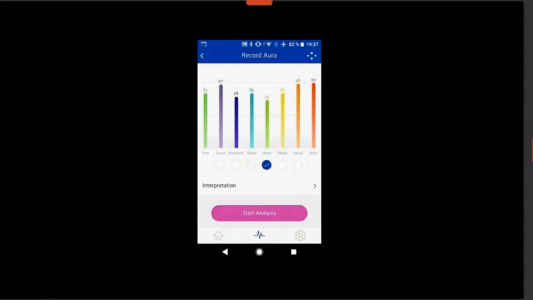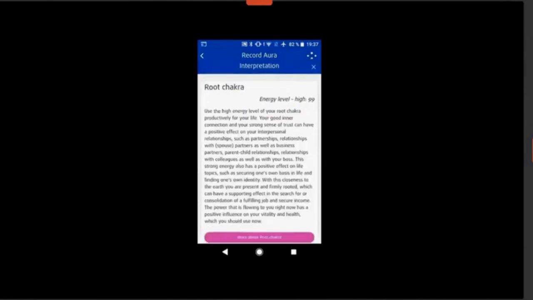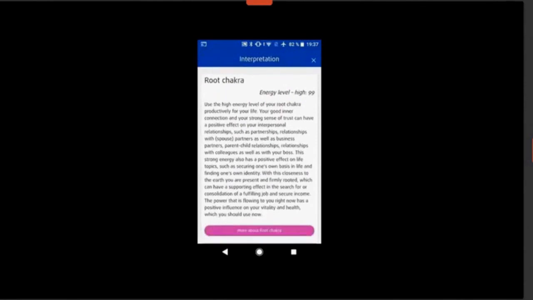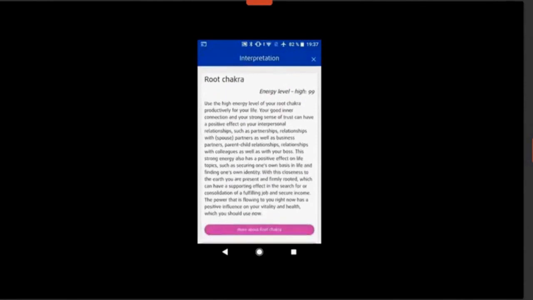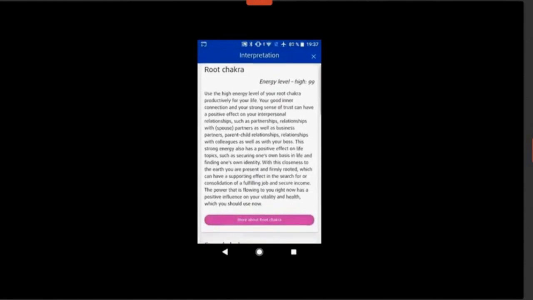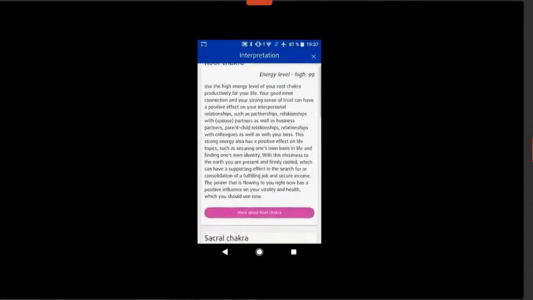Then I do another analysis maybe before going to bed or tomorrow, just to observe what's going on. So first of all, if you want to inform yourself, there's a button called interpretation, as you can see. If I click on that, by the way, you can read through. This is, I guess, a 9-page pamphlet and brochure, basically about what each chakra stands for.